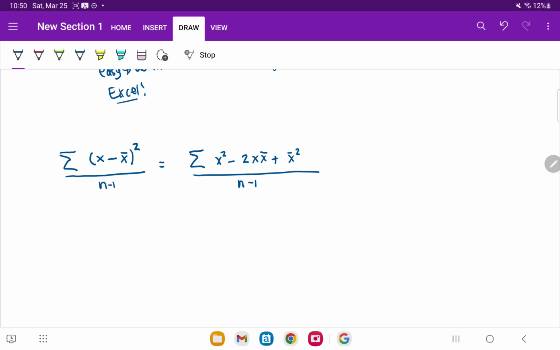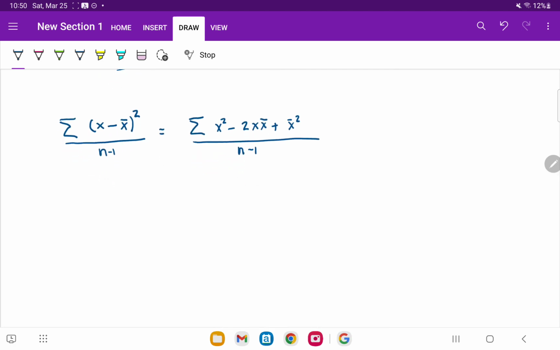Now I'm going to break this into 3 pieces. If I take the sum of the x squareds and subtract the sum of the 2 times x times x bars plus the sum of the x bar squareds, I can do that. So I'm going to add up the x squared separately. I'm going to subtract off the sum of the 2 times x times x bars. I'm going to add those separately. And I'm going to add the x bar squared separately, all divided by my n minus 1.